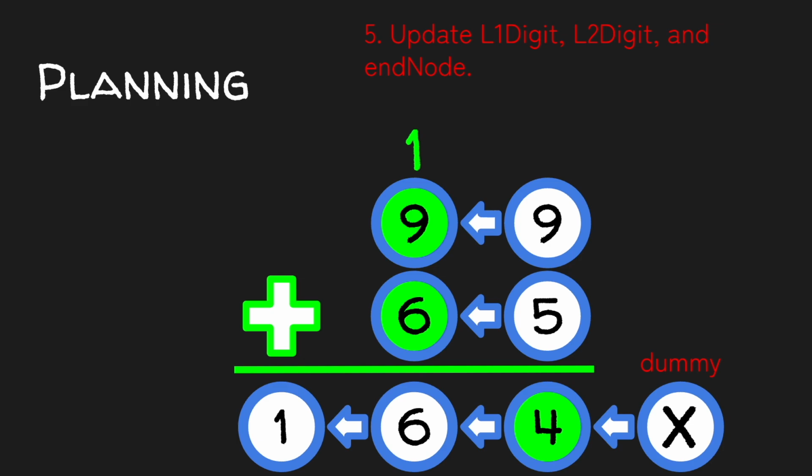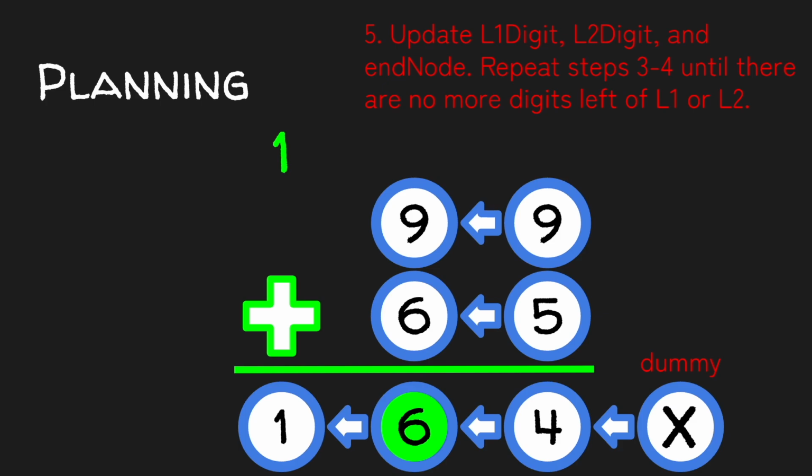And then, we keep on adding digits and repeat steps 3 to 4 until there are no more digits left of L1 or L2. So we set the new output digit to L1 digit plus L2 digit plus carry modulo 10, which is 1 plus 9 plus 6 modulo 10, which is 6. And we update the new carry variable to L1 digit plus L2 digit plus carry floor divided by 10, which is 1 plus 9 plus 6 floor divided by 10, which is 1.